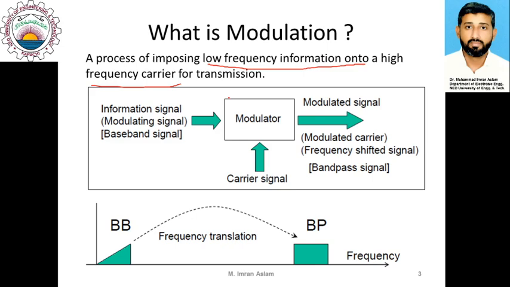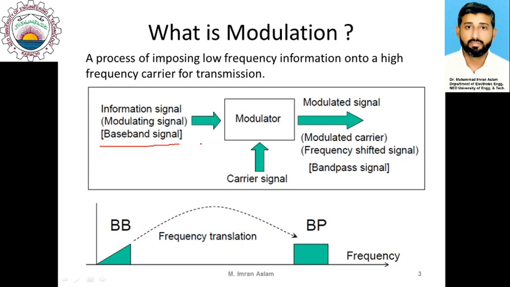Generally, transmission over a channel requires a higher frequency, but the information signals are typically at lower frequencies. Take for example audio signals. Audio signals are at low frequency when they are generated. For example, when we talk, our microphone transforms the sound into an electrical signal. That signal generally contains frequencies up to 4 kilohertz, which is a low frequency signal. We call that signal a baseband signal.